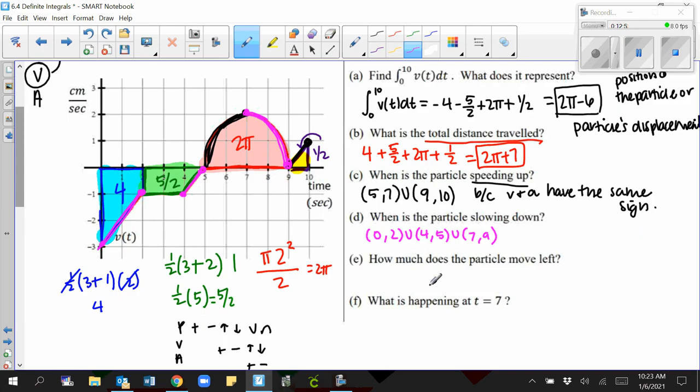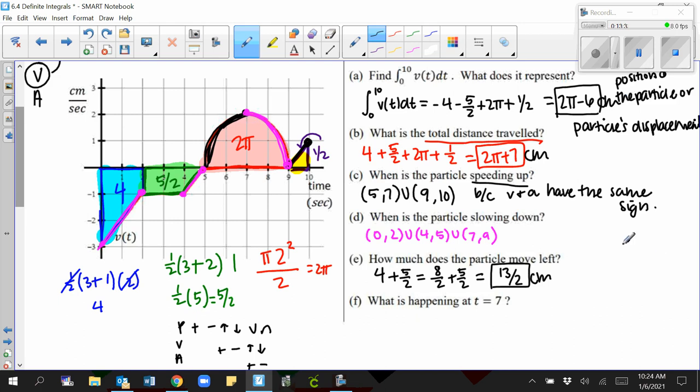All right, part E says, how much does a particle move to the left? So remember, it's moving to the left when our area is below the x-axis here. So it's moving to the left with our 2 trapezoids. So I'm going to add those together. It's going to be 4 plus 5/2. Well, if we wanted to rewrite 4 as a fraction, I could do 8 over 2 plus 5 over 2, which is going to give me 13 over 2. So it's moving to the left for 13 over 2 units. Actually, our units are, right here it says centimeters per second, so that can be centimeters, that should be centimeters, and that should be centimeters.